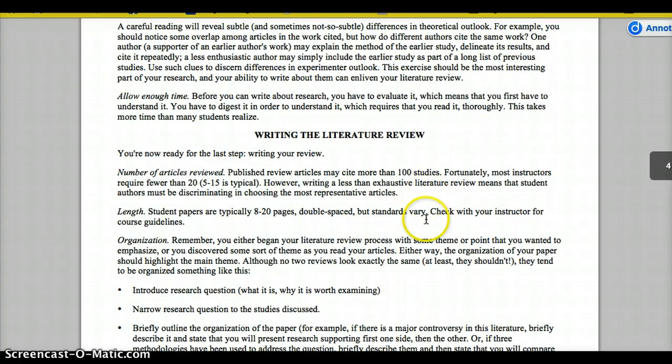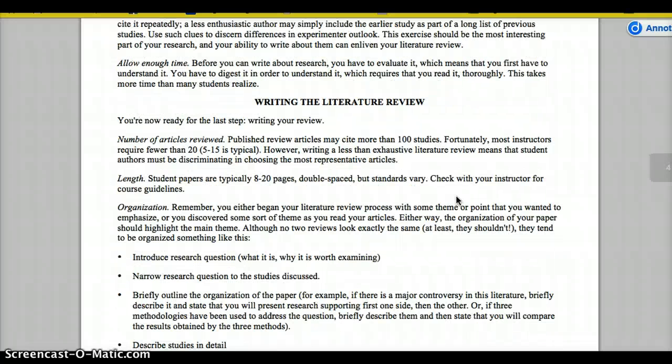Notice this, published review articles may cite more than 100 studies, and they do. That's not what I'm asking for you. Notice here it says most instructors require fewer than 20, 5 to 15, and I'm at the bottom of that, 5. You can use more, but 5 is the minimum, okay? Writing a less than exhaustive literature review means you have to be discriminating, and this is absolutely true. So you need to choose the 5 best that would represent your question, okay?